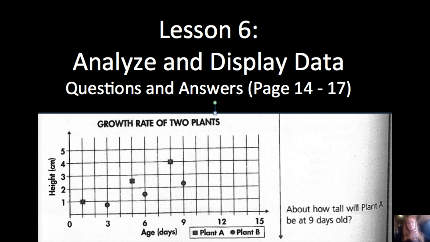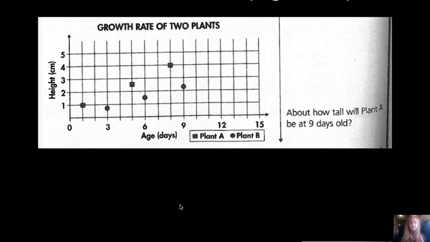But this lesson is going to go over lesson 6, analyze and display data, and it's the question and answers on pages 14 through 17. So I didn't make a guided instruction video for this lesson. There wasn't enough time. But I did want to go over this particular question and this graph. I thought it was a really good graph to go over, so let's look at it for a second.